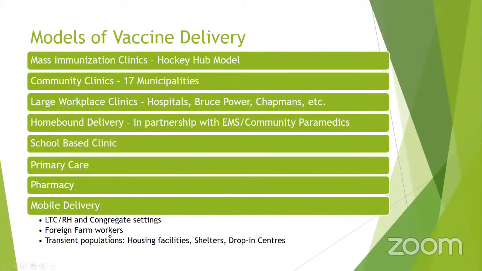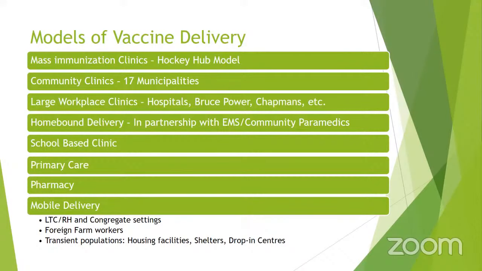Throughout our delivery, we have implemented another strategy to reduce barriers by offering a number of different modalities of delivery. And in a lot of cases, we continue to utilize many of these as well. So along with the traditional delivery channels of pharmacy and primary care, we also offered mass immunization clinics with the development of the Hockey Hub model, community clinics, large workplace clinics. So for places like Bruce Power, our military base, Chapman's, and the hospitals, just to name a few.